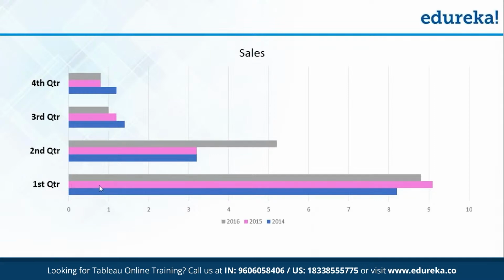So you can clearly see that in 2015 the highest sales were in the first quarter, whereas in the second quarter it was 2016, in the third quarter 2014, and in the fourth quarter also 2014. So this is very much easy. Now you can just look at this bar diagram and answer me in just 1 or 2 seconds.